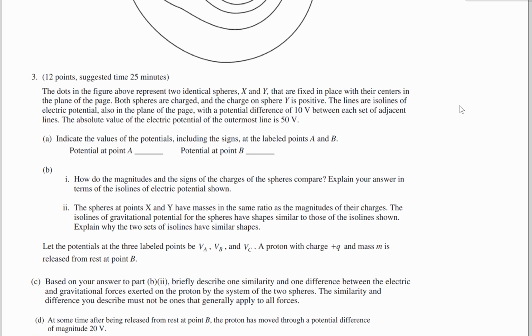Okay, based on your answer to part B II, explain one similarity and one difference between the electric and gravitational forces exerted on the proton by the system of two spheres. Well, the spheres are both positive, so one difference is the proton is going to repel from the spheres, whereas gravity always attracts. One similarity would be that, like I said, the force depends on the distance squared.